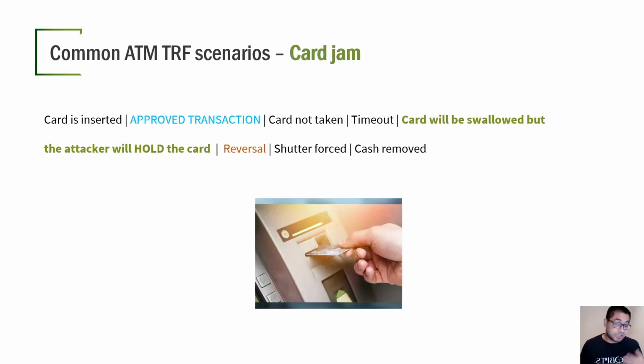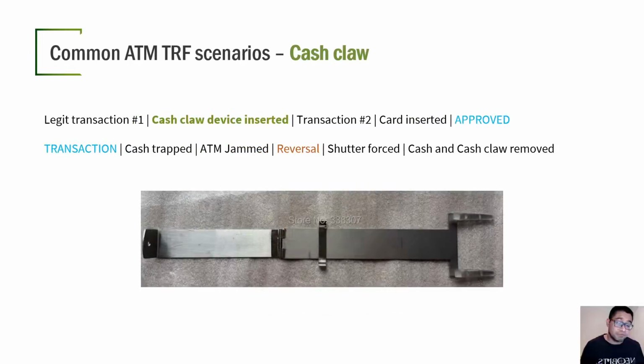Also, we have the card jam. So this happens when I insert the card, I do a normal transaction, but when the card is exposed, the card will not be taken. A timeout will happen, and the card will be swallowed. But the attacker, instead of letting the card reader swallow the card, will hold the card. That will make a reversal, and then the shutter will be forced, the money will be grabbed, and the cash will be removed.